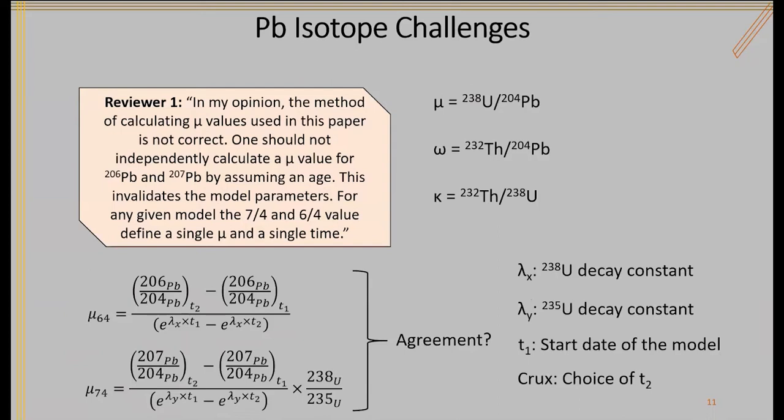The crux is the choice of T2. T2 is the time when the sampling medium gets decoupled from the source reservoir. And one way of doing that is iteratively solving these two equations for lead model age until they agree within some defined level of tolerance. And this is what this reviewer wants us to do. That's a powerful approach in case the age of the sample is not known. But it's also a somewhat circular approach if you know the age of the sample.